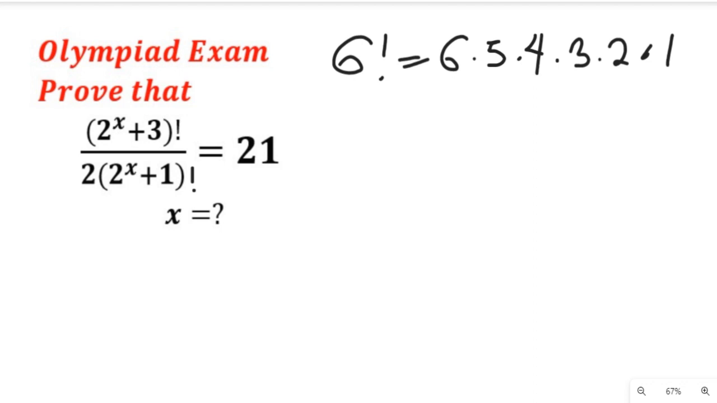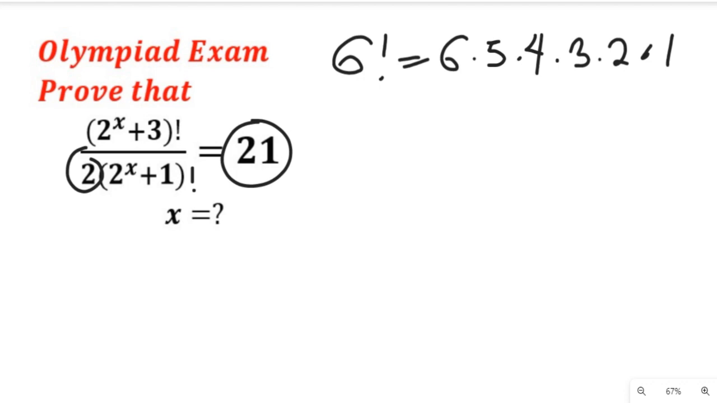Now, to solve this value we have been given, which is (2^x + 3)! divided by 2 times (2^x + 1)! is equal to 21. We want to prove that this will give us 21. So how do we do that? First of all, we are going to find the value of x. The first thing we are going to do is clear this denominator, which is 2. And to clear that denominator, we have to multiply both sides by 2.